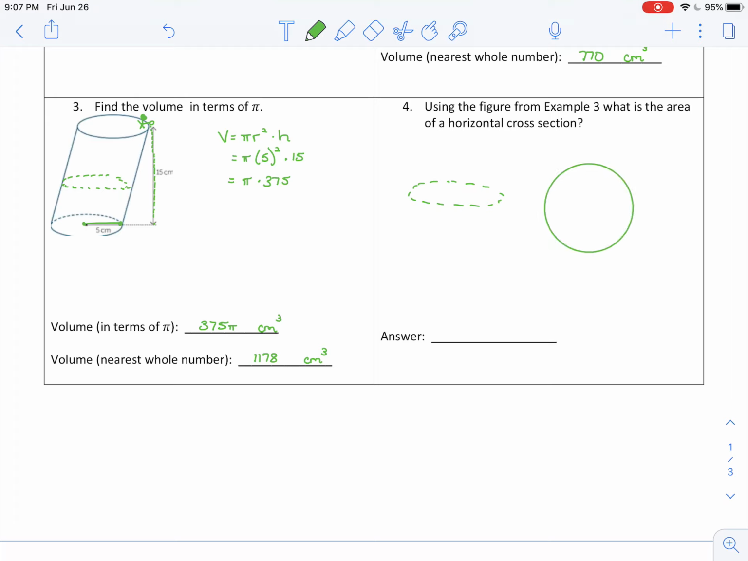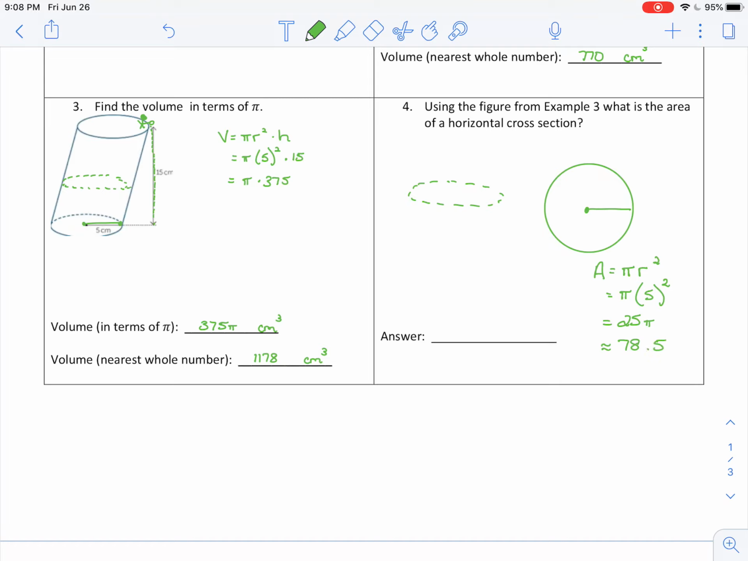So we need the area of the circle, which means I need to know the radius of the circle, because the formula for the area of a circle is pi times r squared. So I need the radius of the circle, which we already found. We said it was 5 centimeters. So we could say the answer is 25 pi. There are no rounding directions for this one. So I could say that answer, or I could say about, if I round, 78.5.